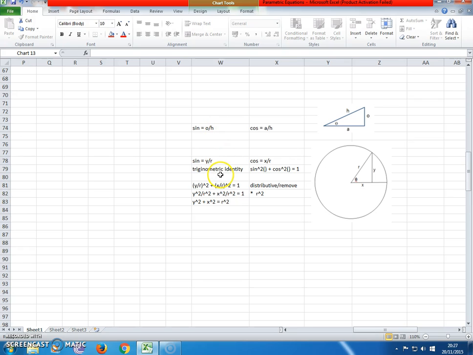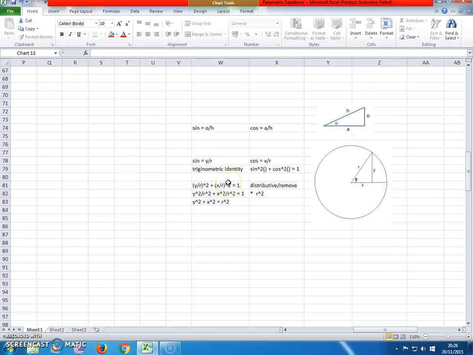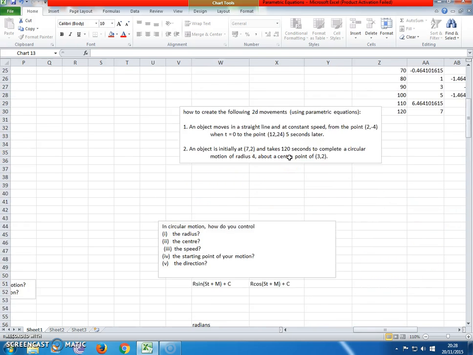Now in the trigonometric identity you have opposite over hypotenuse and adjacent over hypotenuse, and if you take that identity, you've got sine squared plus cosine squared is 1. If we substitute these into the equation, you get this, and if you multiply everything by r squared, you remove the over r squared here, so you just get y squared plus x squared equals r squared, because 1 times that is just that. So that proves that's how we get a circle.